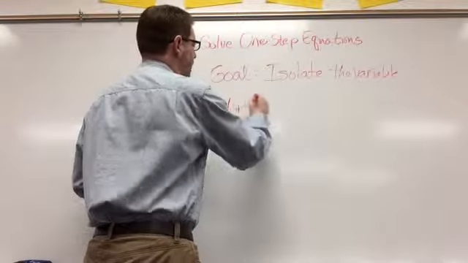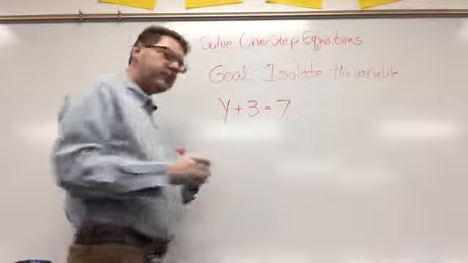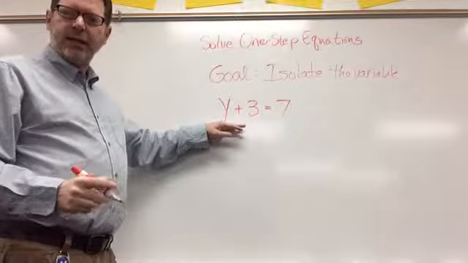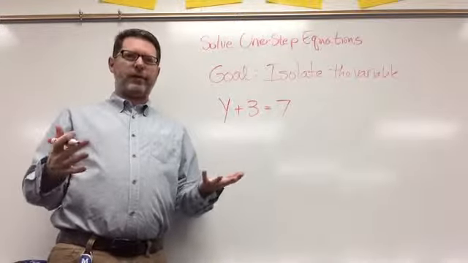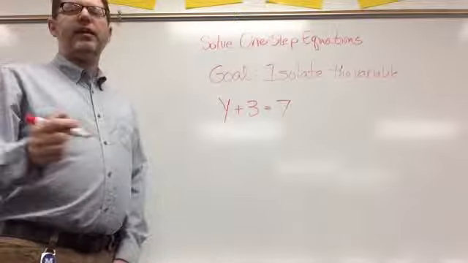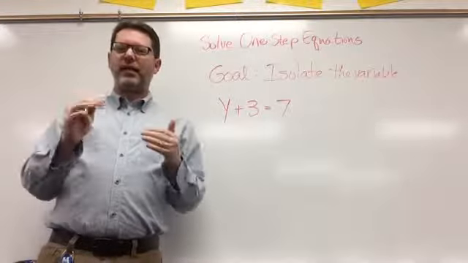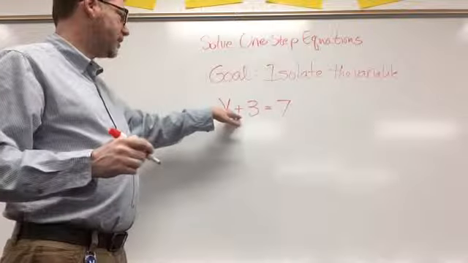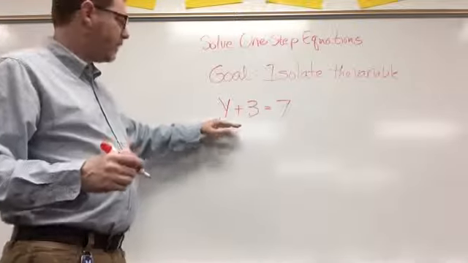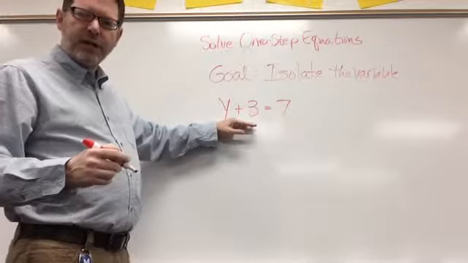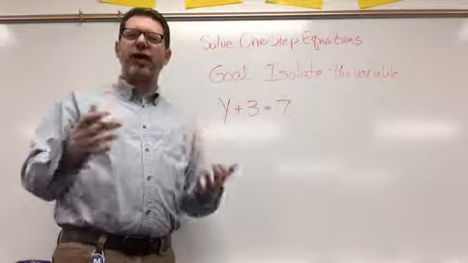We'll say y plus 3 equals 7. And we need to figure out what y is. And you're probably looking at me thinking, duh, Mr. Cohen, y is 4. Yes, y is 4 because 4 plus 3 equals 7. But what is the process to get to that? Well, the process is I have to do the opposite operation. If right now I'm adding 3, then the opposite of that would be subtracting 3.